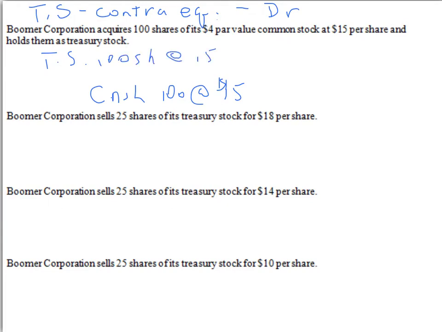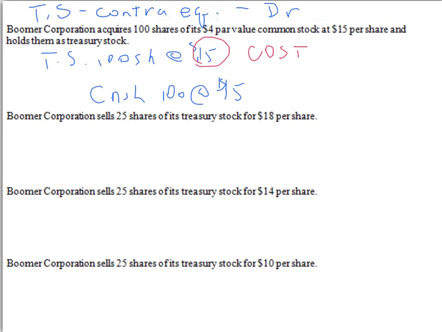at $15 a share. We are going to utilize what's called the cost method to account for our treasury stock. So please keep in mind that it costs you $15 a share to buy that stock. That's your cost for your treasury stock. Let's take a look at the next transaction. Boomer Corporation sells 25 shares of its treasury stock for $18 per share.